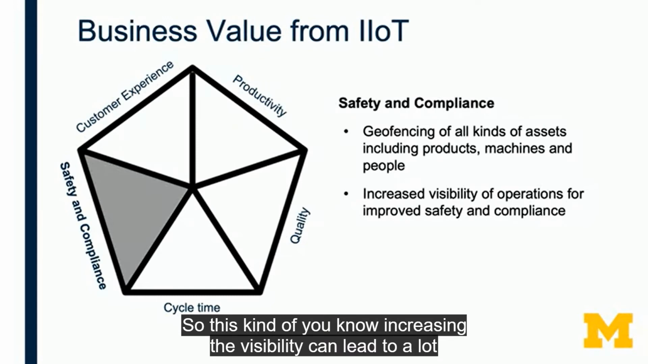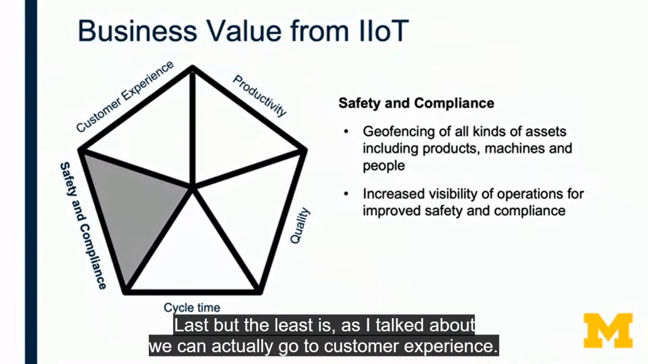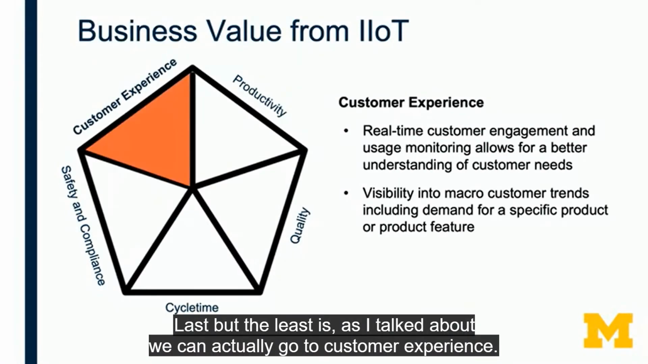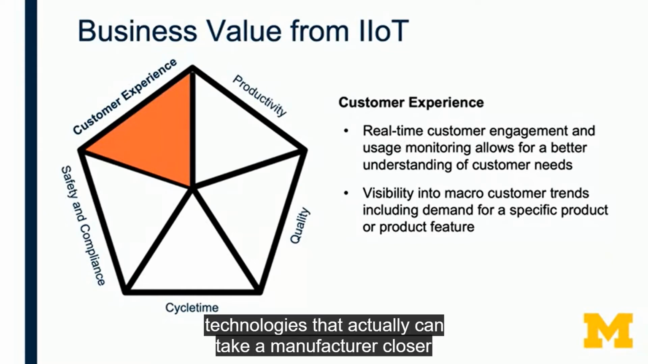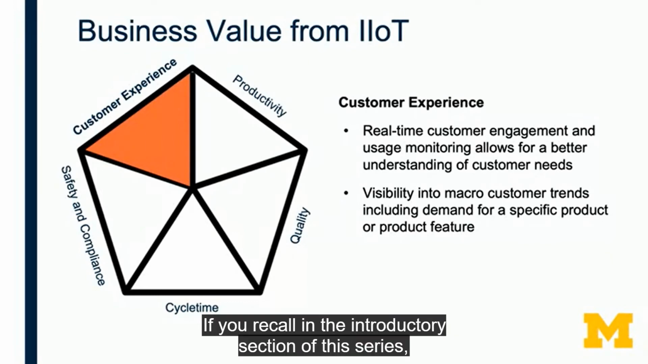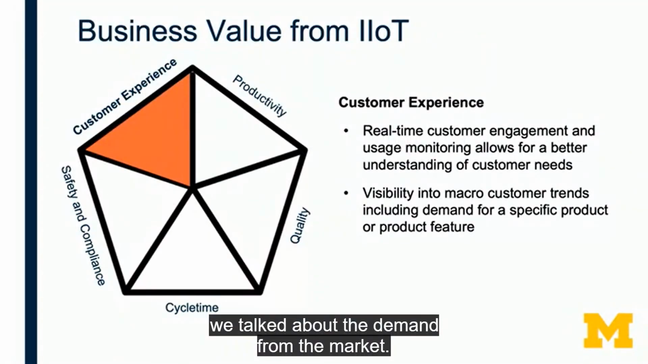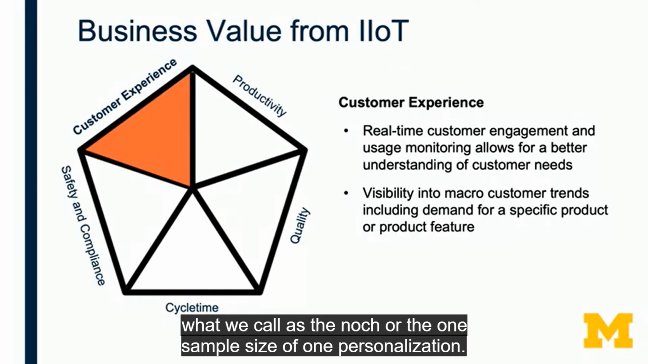And last but not the least, as I talked about, we can go to customer experience. Now, IIoT applications are the starting set of capabilities or technologies that can take a manufacturer closer to what we call a lot size of one. If you recall in the introductory section of this series, we talked about the demand from the market, because consumers are more informed and they are now demanding what we call N equal to 1, sample size of 1 personalization.